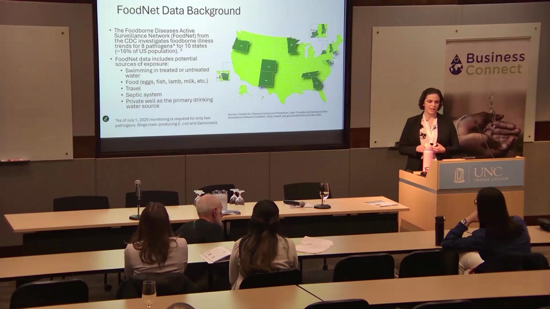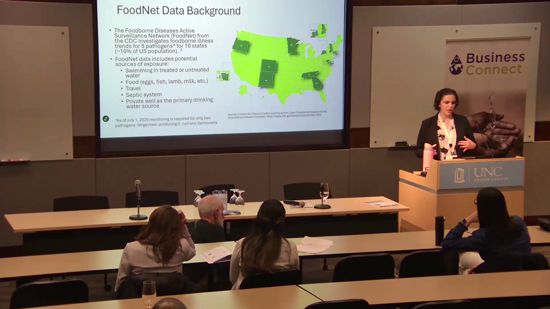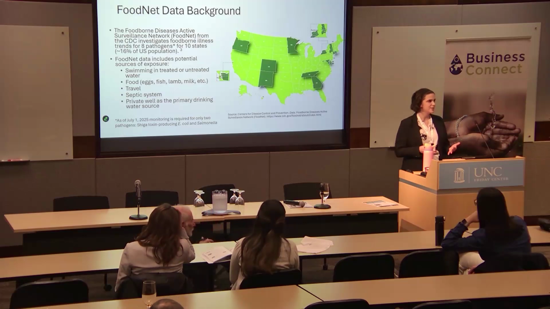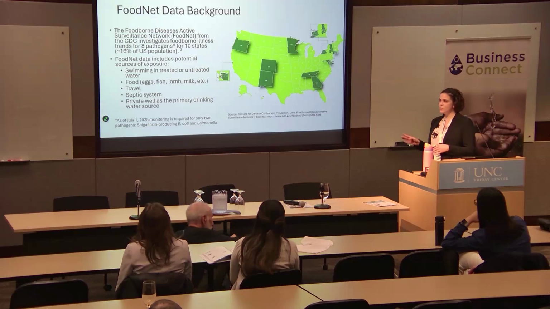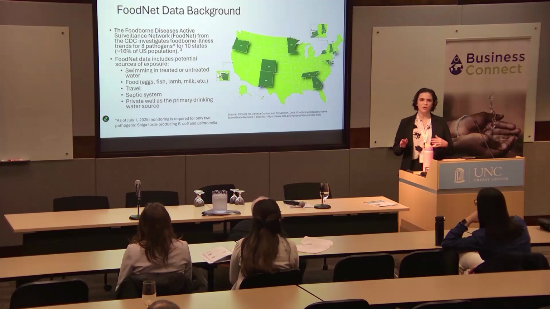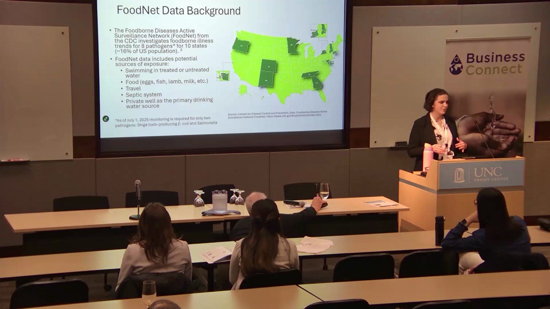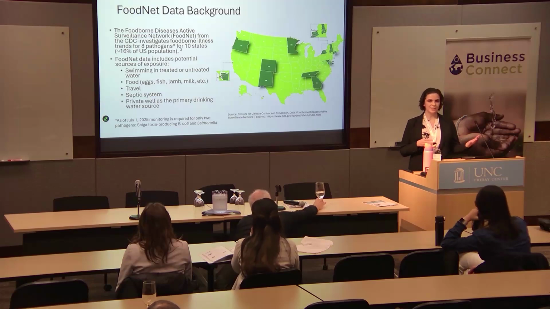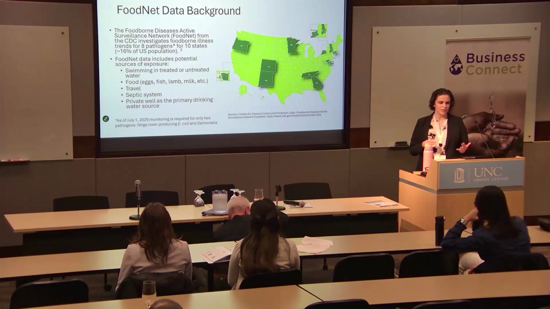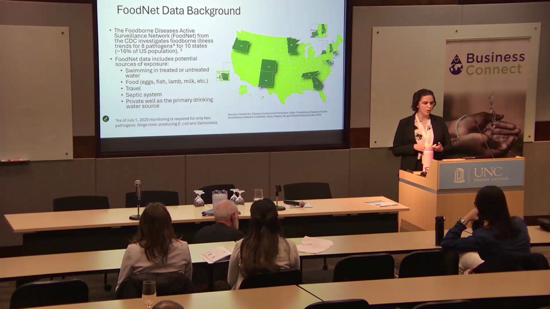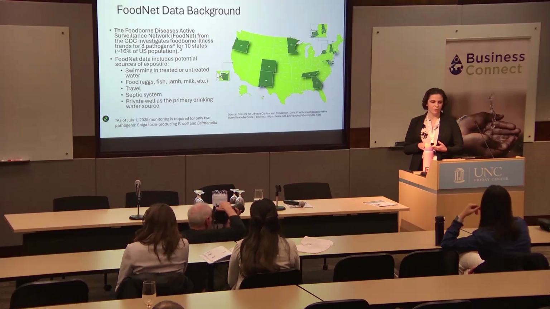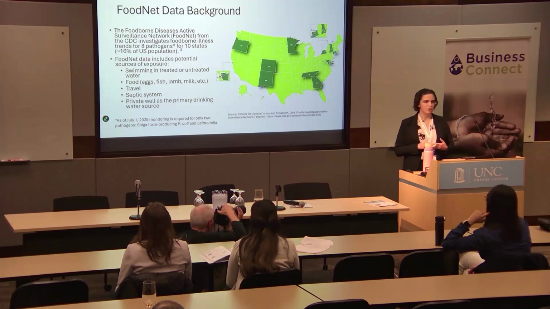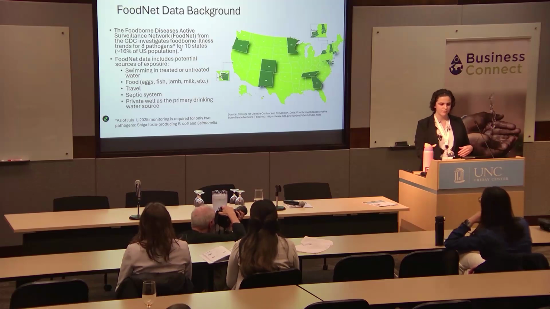The Foodborne Diseases Active Surveillance Network, or FoodNet for short, does surveillance on 8 pathogens in 10 states, including Maryland. I just wanted to make a quick note that as of July 1st, 2025, it's only required to do surveillance for 2 pathogens. It collects data on laboratory-confirmed cases, and it collects different environmental exposures, such as swimming in treated or untreated water, food consumed, recent travel, septic system usage, and reliance on private wells as the primary drinking water source. It also collects symptoms, demographics, and the onset symptom date.